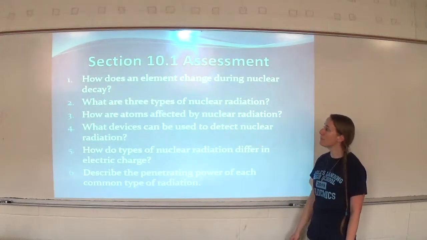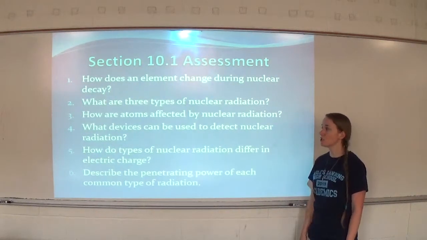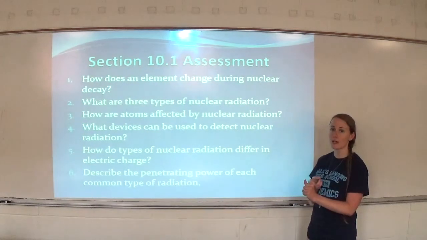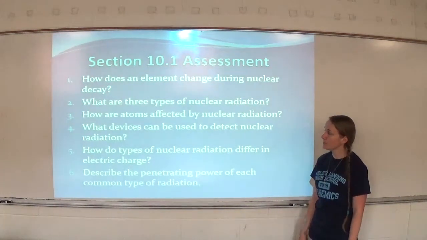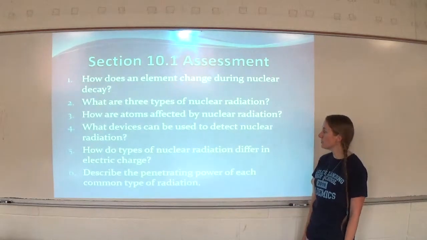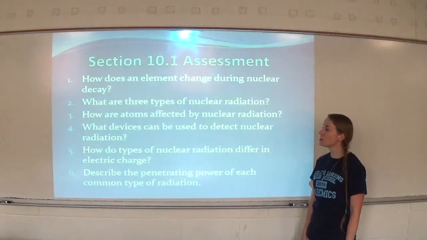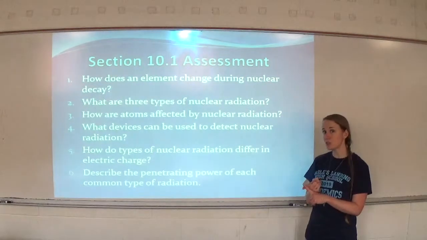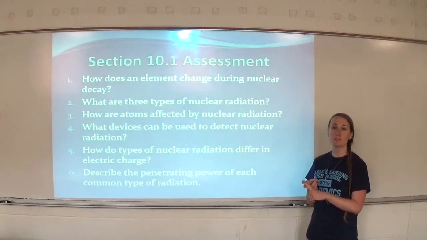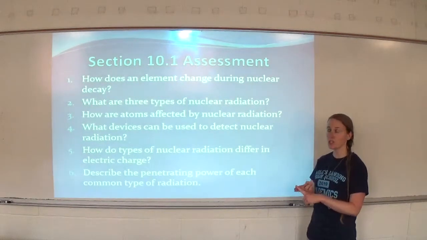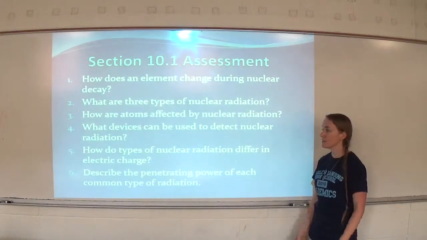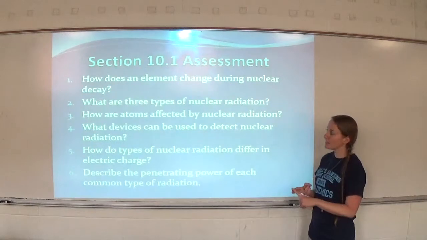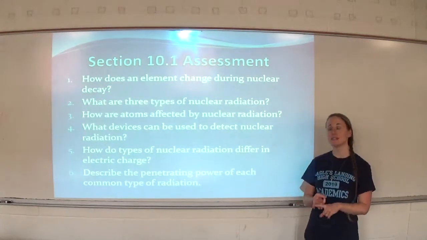Number 4, what devices can be used to detect nuclear radiation? Well, you have Geiger counters and film badges. Number 5, how do types of nuclear radiation differ in electric charge? Well, alpha particles have a +2 charge. Beta particles are an electron, so it's a -1 charge. And gamma rays are not a particle, so no charge. So alpha is +2, beta is -1, and gamma is 0 charge.